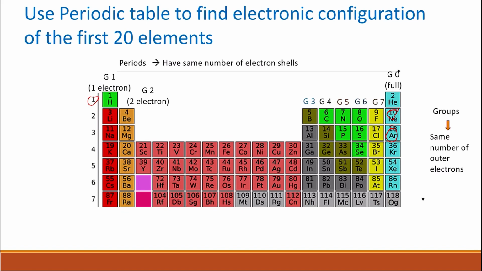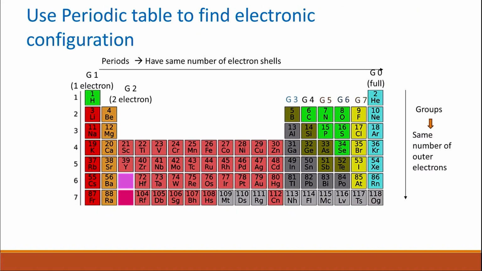The periods as well can be used, because all the elements within a certain period will have the same number of electron shells. So the elements in period 1 all have only one electron shell. Period 2 elements will have two electron shells, and so on. So we can use the periodic table to find the electronic configuration of any of the first 20 elements by looking at its position in terms of the period and the group.